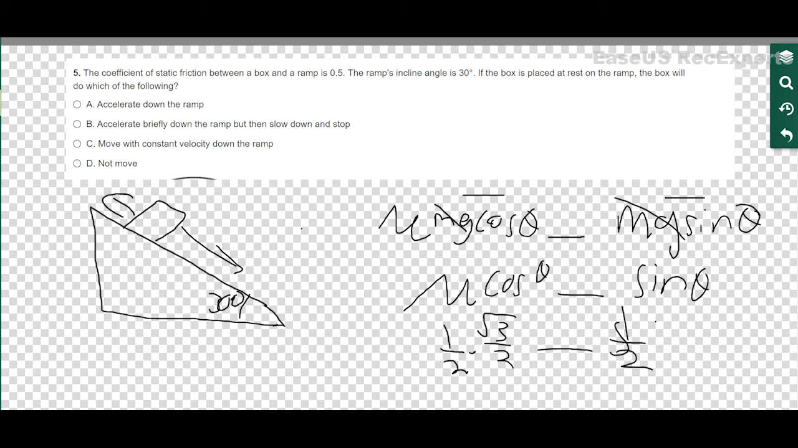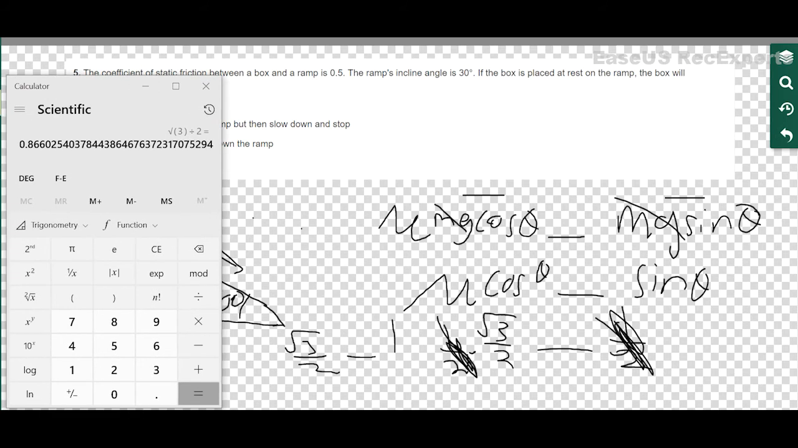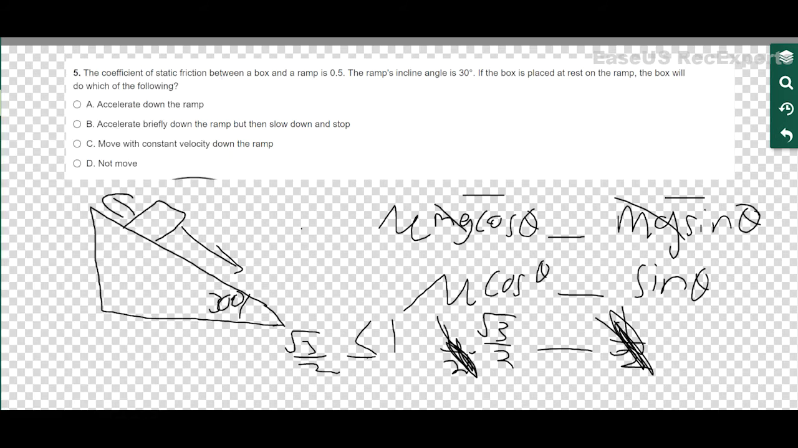Alright, so with this we can just cancel out the 1/2, right? So we get root 3 over 2 versus just 1, and we can use a calculator for this one. So root 3 over 2 is less than 1, right? As you can see here, it is less than 1.